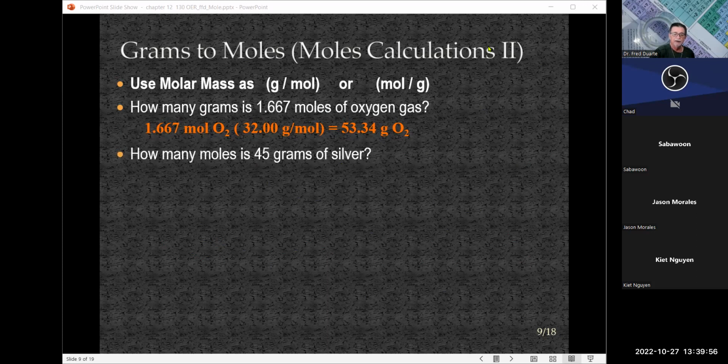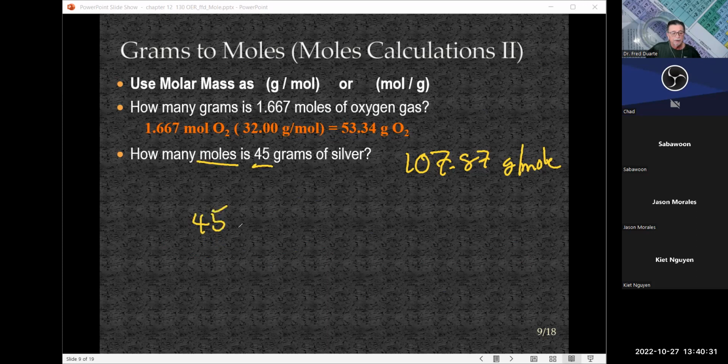Here they're asking how many moles are in 45 grams of silver. Silver is an atom, so we can look up its atomic weight, which is 107.87 grams per mole. We want to know how many moles we have if we start off with 45 grams.